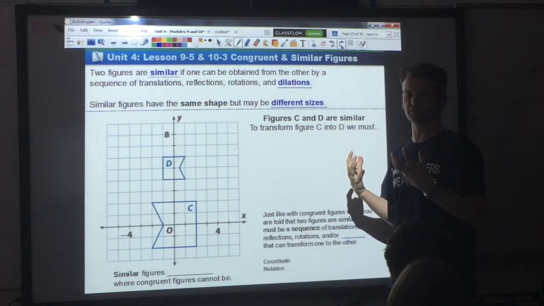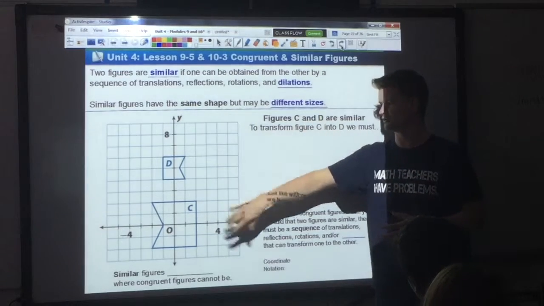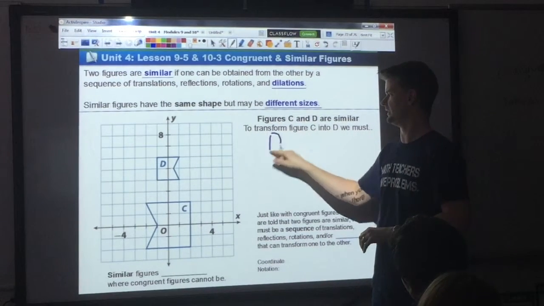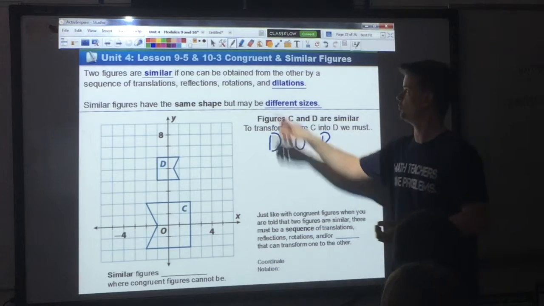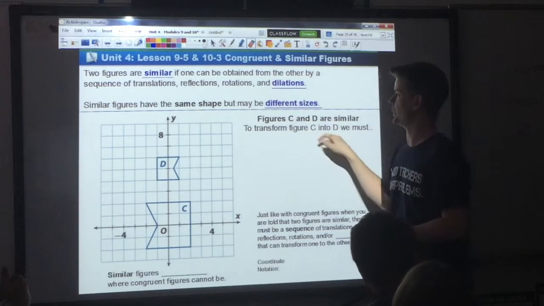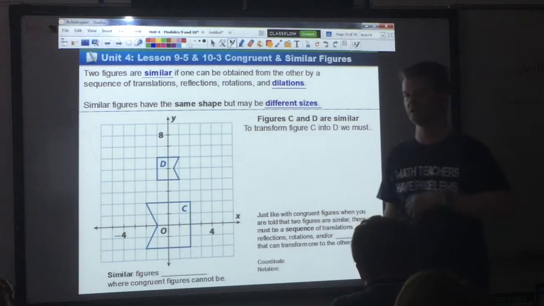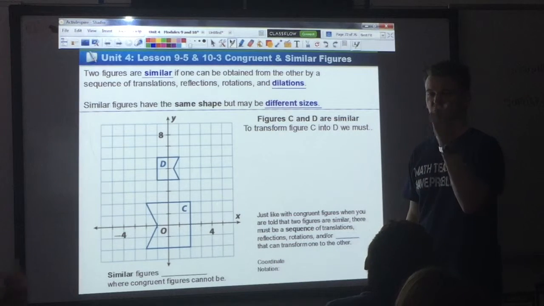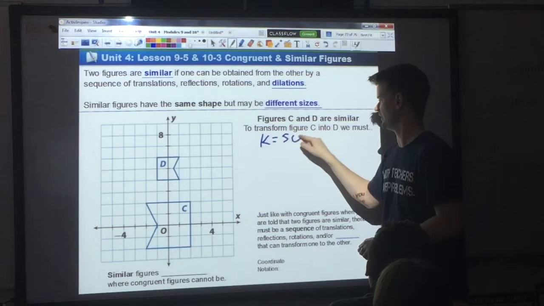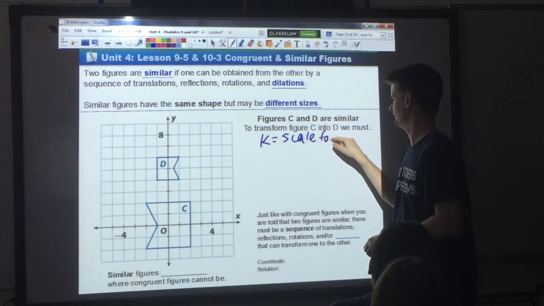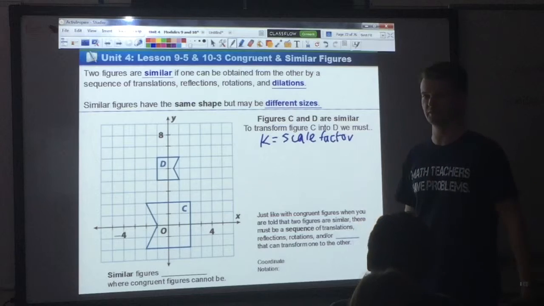When we are taking care of similar figures, we want to map them. We want to turn C into D. We want to take care of the dilation, then the orientation, and then the position, D-O-P. So the first thing we want to do is identify the scale factor. That lets me know how I can dilate this figure. So I have to find K. In case you forgot, K represents my scale factor.